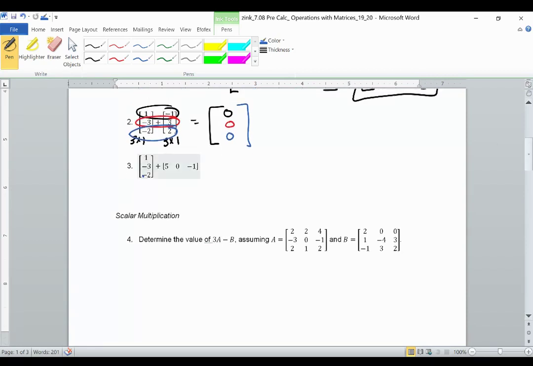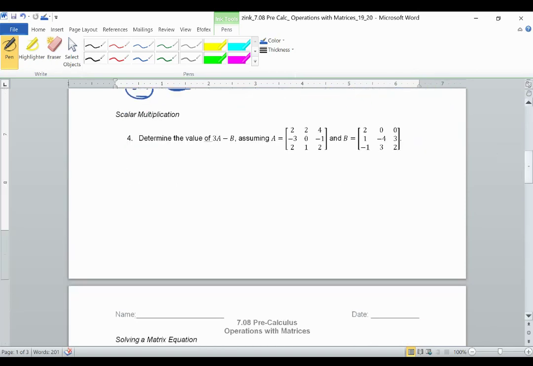And number 3, we have a 3 by 1 matrix. And then this one is 1 row, but it has 3 columns. So in this case, they are not the same exact order, which means this one would be undefined because they do not have the same order.